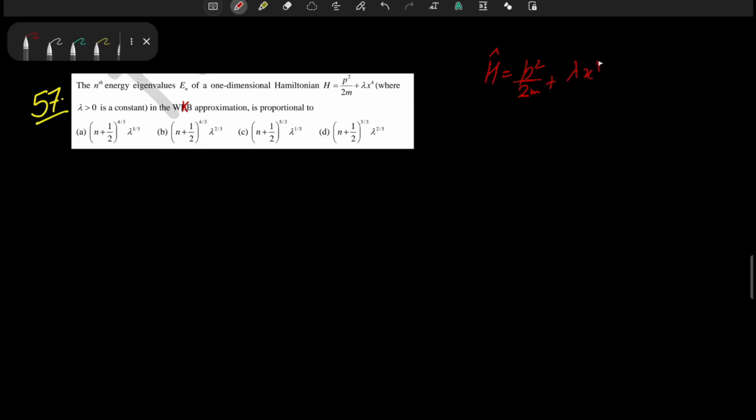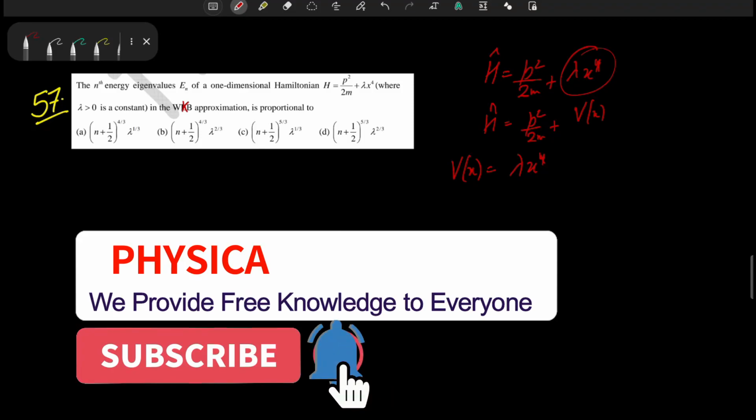So you have to calculate from the WKB approximation, or we call it the semi-classical approximation. Either term can be used. So the Hamiltonian, you can write it as the sum of kinetic energy, which is p²/2m, plus potential energy. The potential term V(x) here is λx⁴, and I'm using a shortcut method of WKB approximation.